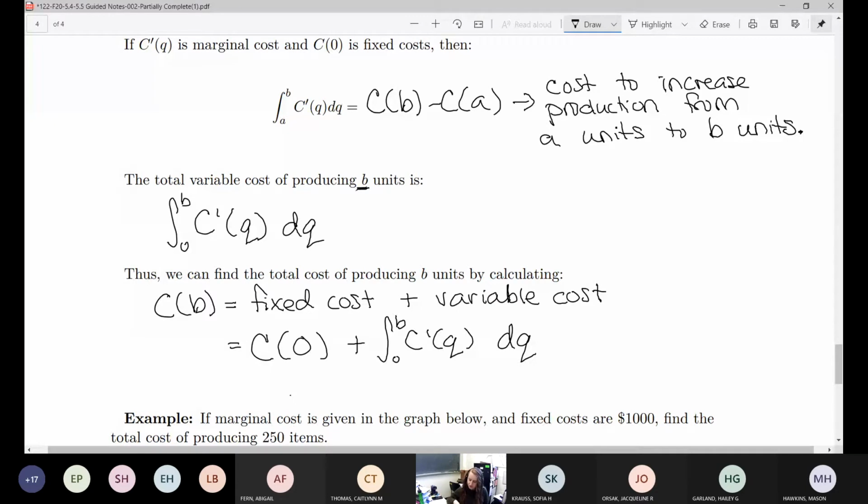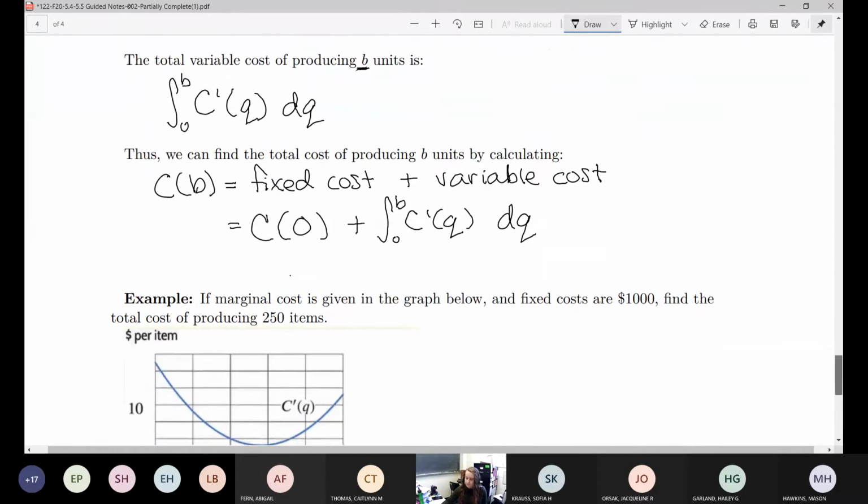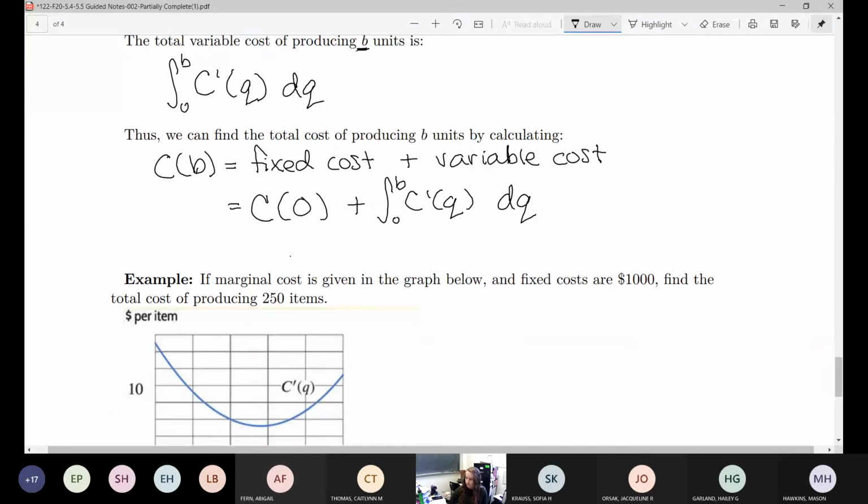But essentially, if we don't know the original function, but we know the marginal cost function, and we know the fixed cost at least, then we can find the total cost of producing any amount that we want. We just change this B value. Okay. So I'll hold that for a couple seconds in case people are writing that down.